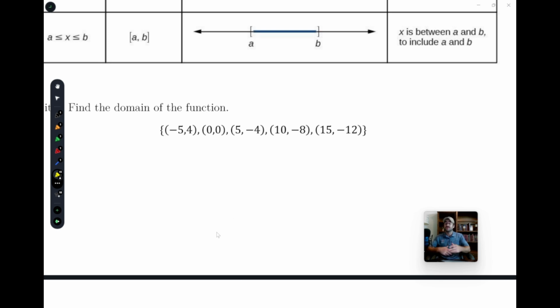Now the set of inputs could be every number in the world, or infinite numbers, or it could be one number, or it could be no numbers. You could have an empty set being your set of inputs. But the inputs that you put into a function are going to be the domain, and the set of outputs are going to be the range.